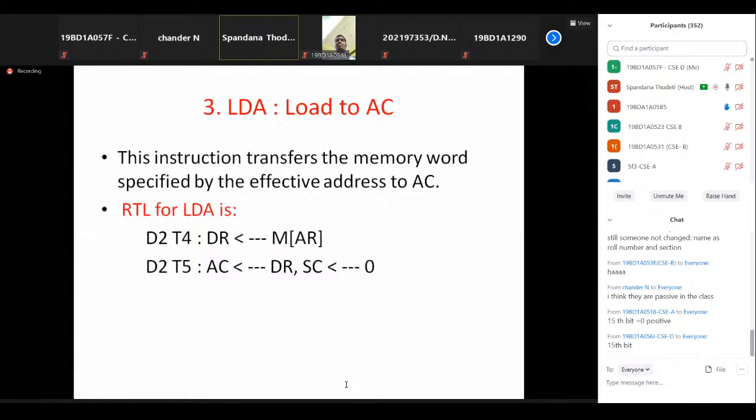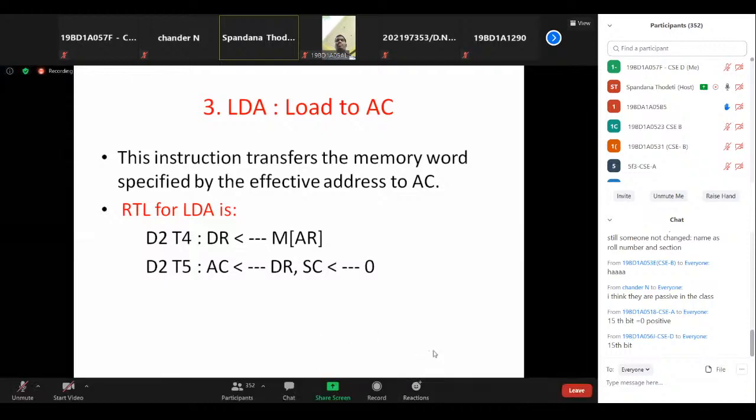And the third one is, shall I continue? Let me know, ma. Shall I continue with the next memory reference instruction?